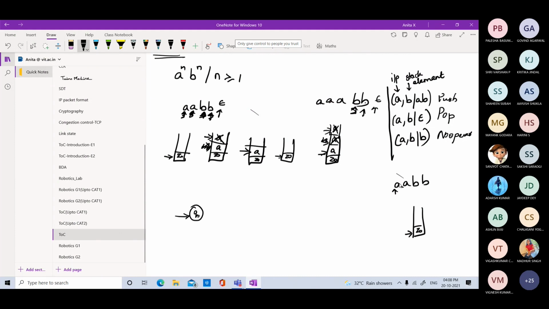So what will I be doing? Here I'm coming across A. My input symbol is A, and my top of the stack symbol is Z naught. What should I do?